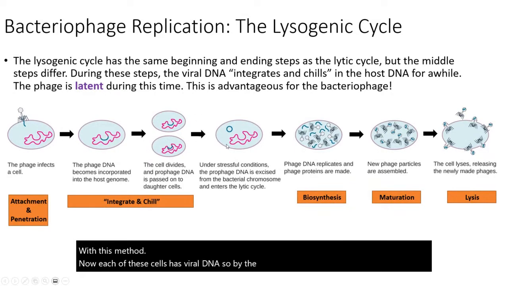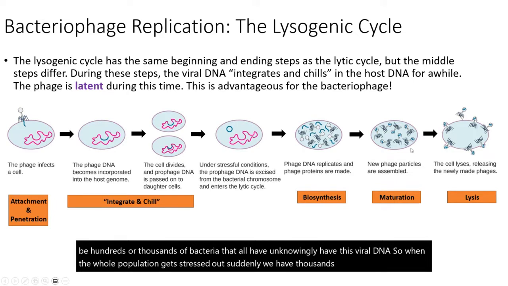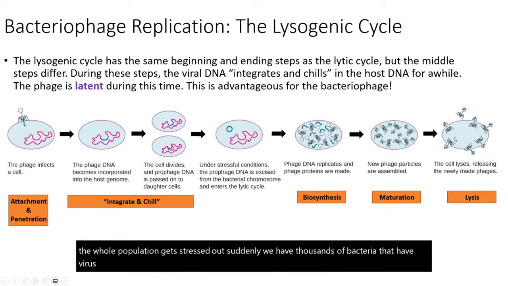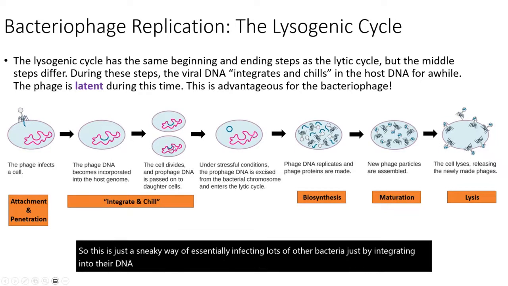So by the time these cells get stressed out, there might be hundreds or thousands of bacteria that all have, unknowingly have, this viral DNA. So when the whole population gets stressed out, suddenly we have thousands of bacteria that have virus particles being made within them. And then around the same time, all these thousands of bacteria are going to die, and they're going to release that many more virus particles into the environment. Okay, so this is just like a sneaky way of essentially infecting lots of other bacteria just by integrating into their DNA and chilling for a while.